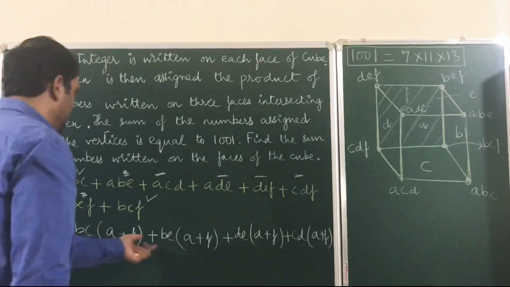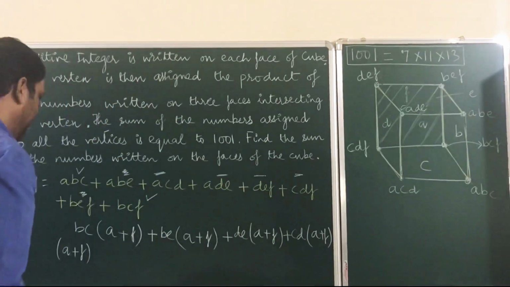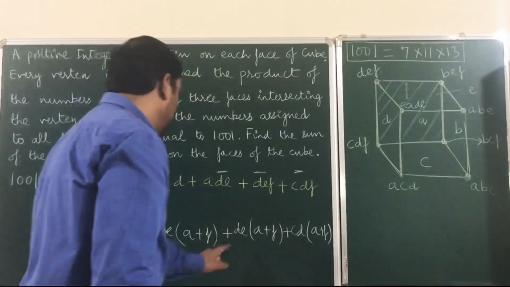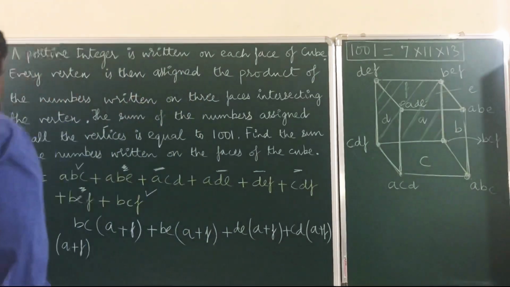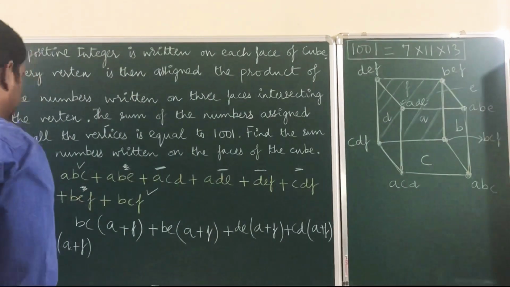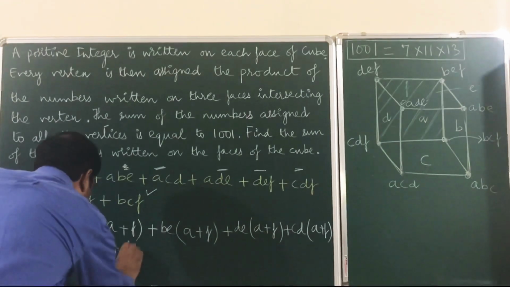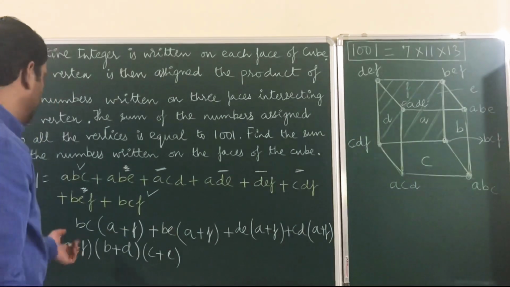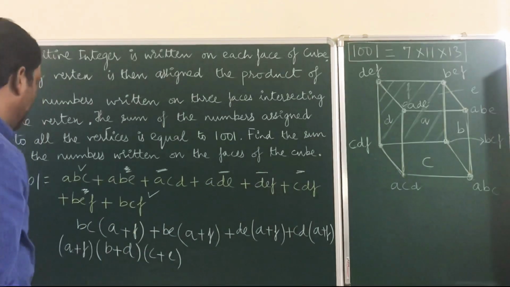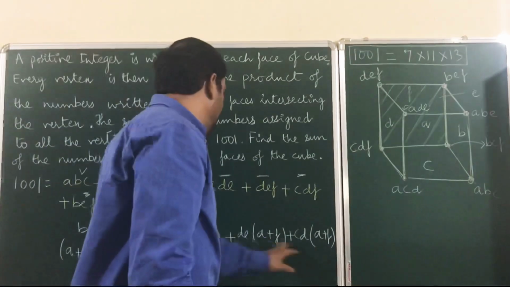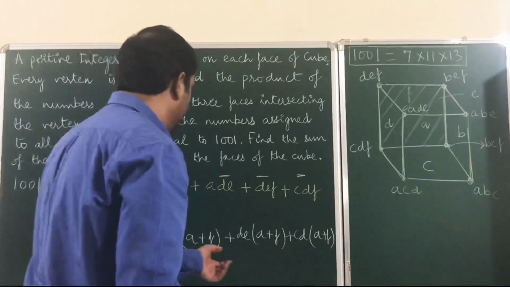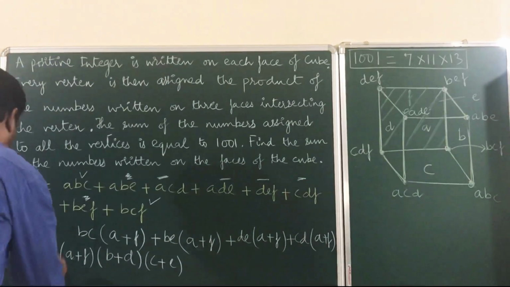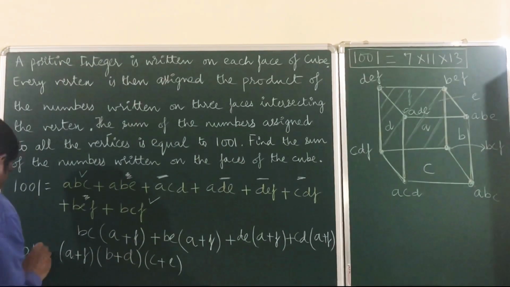Now we get BC plus BE, and there if I take B common, we'll get C plus E, and here if I take D common, we'll get C plus E. So we can write this as A plus F, B plus D and C plus E. I hope it is clear to you. After taking A plus F common, you got BC plus BE, where I took B common and got C plus E, and there we took D common, so we'll get C plus E. So this is the product we are getting, and this is equal to 1001.